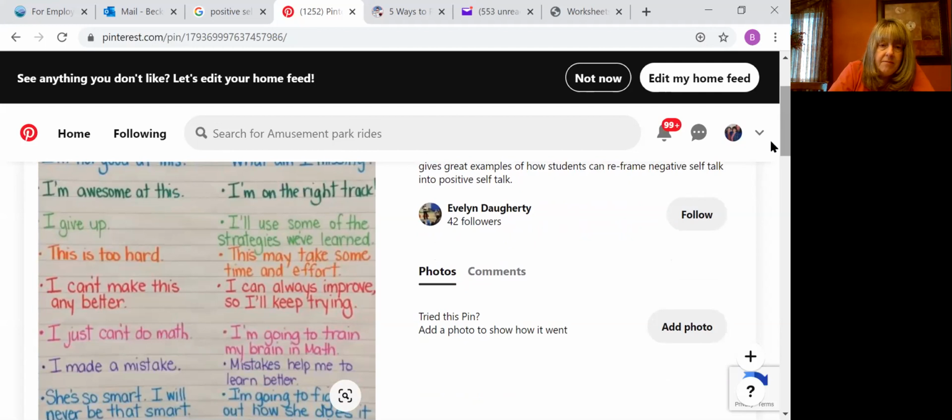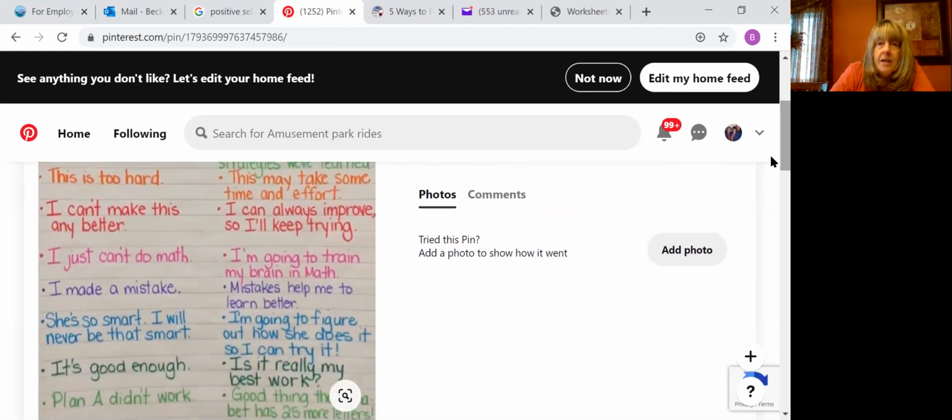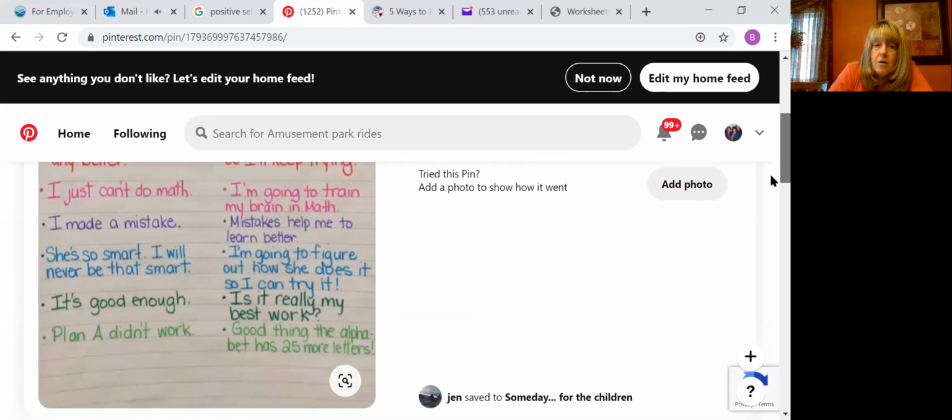"I just can't do math." If you instead think, I'm going to train my brain to do math, I might have to study it a little more than other people, but I can learn it. "She's so smart, I will never be that smart." Maybe you could think, I'm going to figure out things that she does to study or ways that she takes notes that help her, and I can keep trying and I may do just as well as she does. You may just say, "Oh, that's good enough," when you're not really wanting to put that much effort into it. But you could reframe it to be more positive and ask, is it really my best work? Maybe you could work a little harder on it.